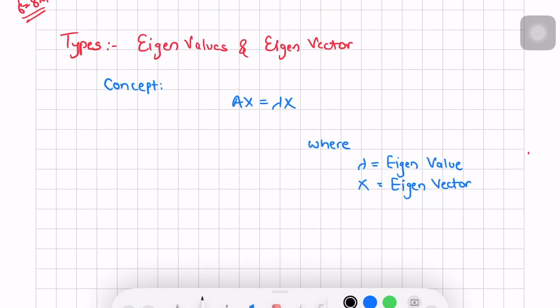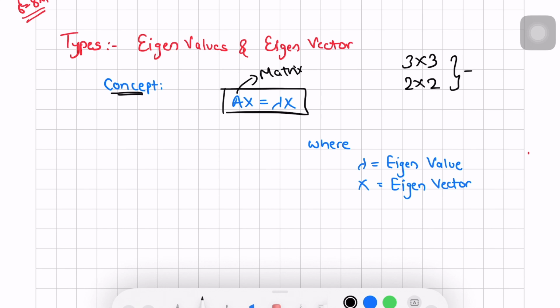Here I have written some concept regarding eigenvalues and eigenvectors. This is the equation in which A is of course the matrix, and in exam you can either expect a 3 by 3 matrix or a 2 by 2 matrix. Only square matrices are expected, and a 4 by 4 matrix will of course not come in exam.